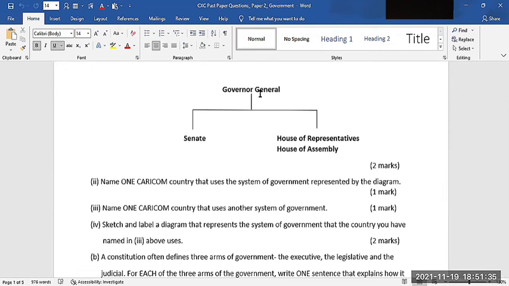If it is a republic, what would you have on this if it were a republic? What would change on this diagram if it was a republic and not a constitutional monarchy? There would be a president at the top. Excellent. A president would be at the top. Continue. What would come under the president? Who does the president work with?